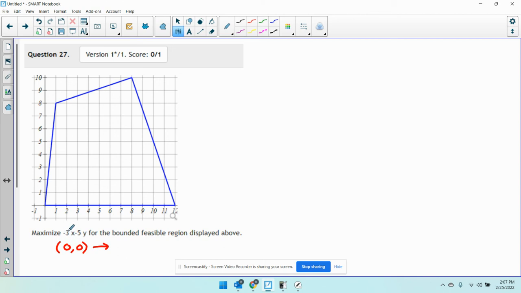So we plug in 0, 0, I get 0 times negative 3 minus 5 times 0, I get 0. So the only thing you're entering here is just the number 0. If you were saying minimize, you would actually plug in the negative value you got, the smallest negative from all 4. But maximize, 0 is the actual biggest, so just plug in an answer of 0.